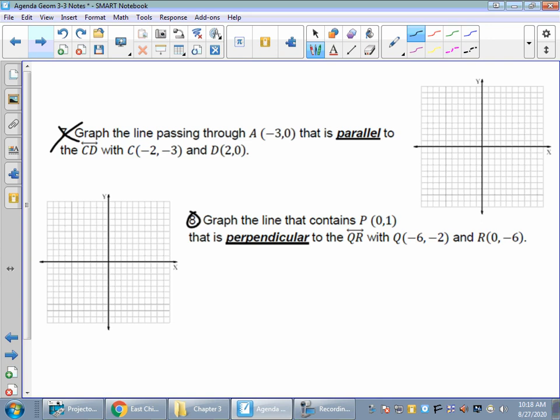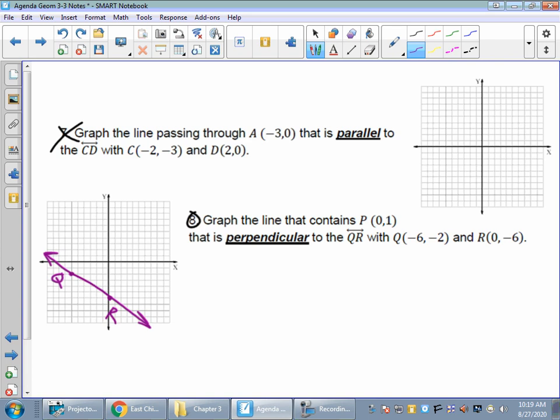Okay, so the first thing I'm going to do here is, if I look at Q and R, those are the points I know, negative 6 and negative 2. So if I put that point on there, let's go with point Q at negative 6, 1, 2, 3, 4, 5, 6 on x and negative 2. That would be point Q right there. And point R is at 0, negative 6. So I don't have to go anywhere left and right, I just go down 6. And that's point R. Okay, so that's one line if I just connect those.